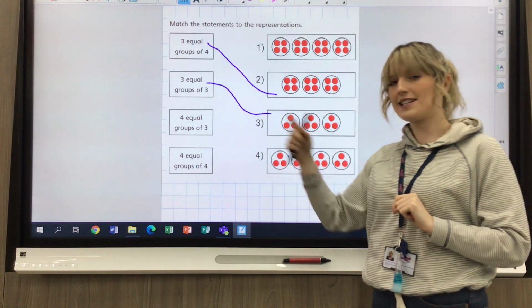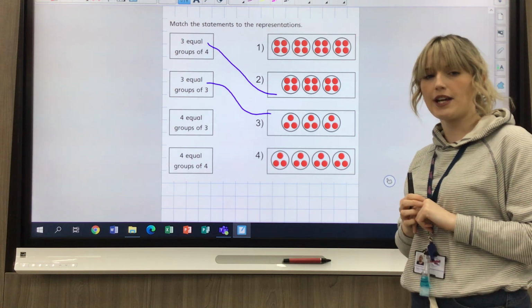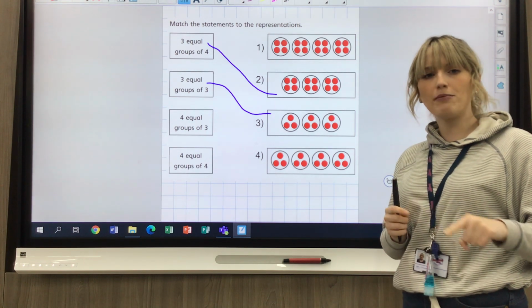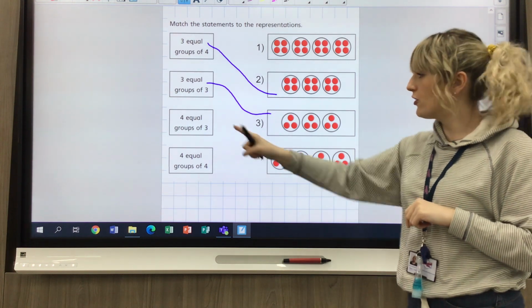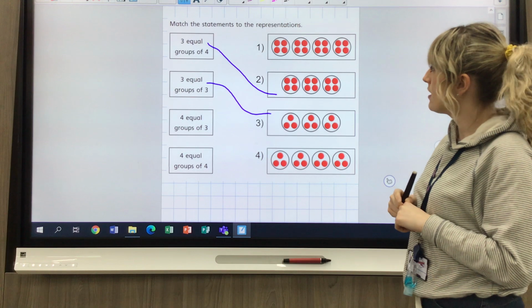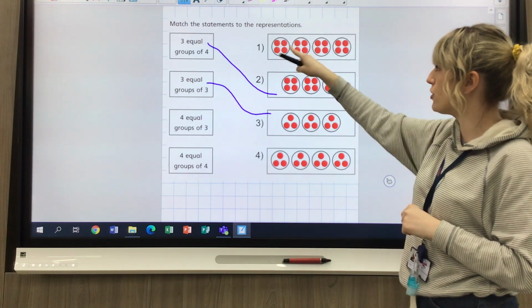Okay, let's look at the next statement. 4 equal groups of 3. So now I'm looking for 4 groups, and in each of the 4 groups there are 3. Okay, so I can see, oh, that one's got 4 in each group, and there's 1, 2, 3, 4.